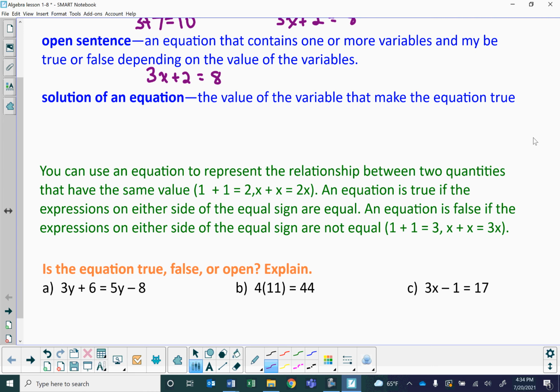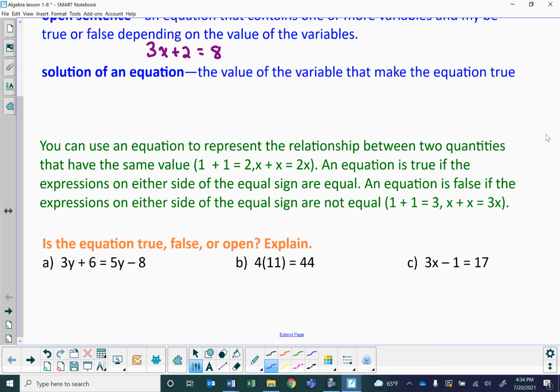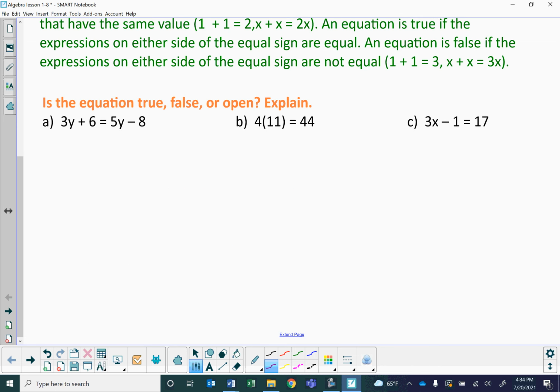So it says, is the equation true, false, or open, and explain. If we look at the first example, example A, 3y plus 6 equals 5y minus 8. Considering they have variables on both sides and we do not know what the variable is supposed to be replaced with, in this particular case, this would be what we would call an open sentence, because we do not know the value of the variables. Now, if they were to tell us that the variable was 2, then we could tell whether or not it was true or false.